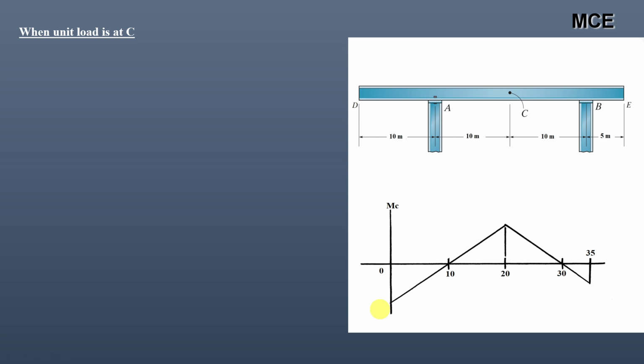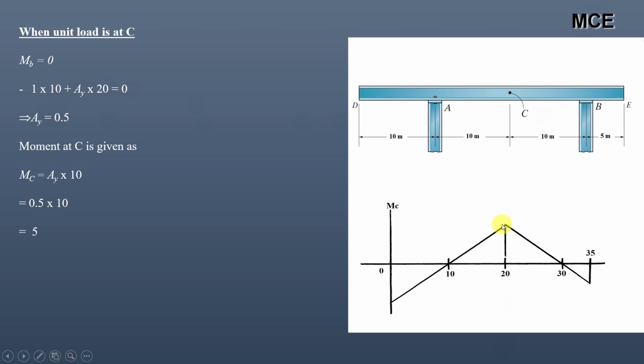After that, place the unit load at C and calculate the value of vertical reaction at A. So again, taking the moment about B equals 0, it will be minus 1 into 10. Unit load at this time is at C, so moment of unit load about B is 1 into 10 and it's negative since it's an anti-clockwise moment. And moment of AY about B is AY into 20 and this is a clockwise moment. From this you will get the value of AY equals 0.5. Moment at C is simply AY into 10, so it will be 0.5 into 10. This is 5. So ordinate at 20 meter is 5.